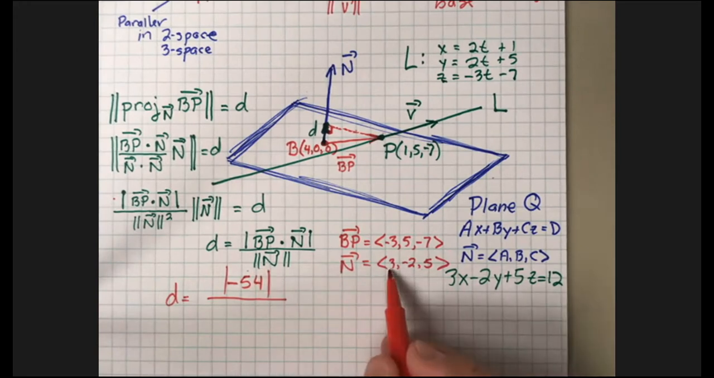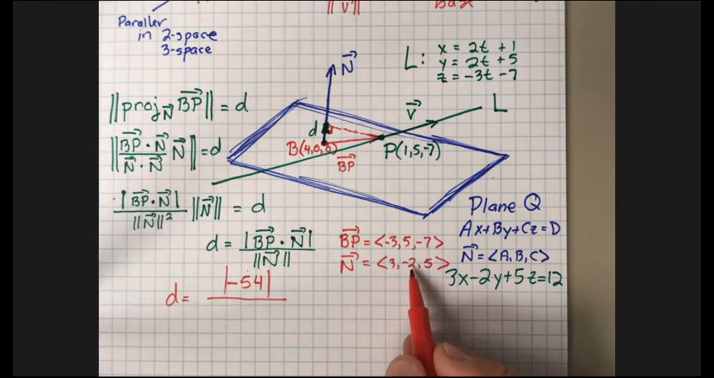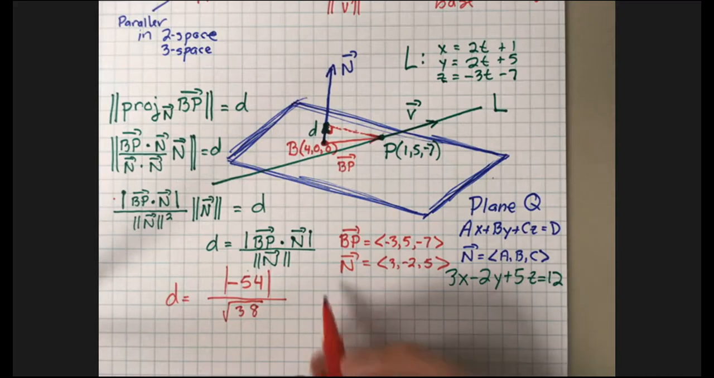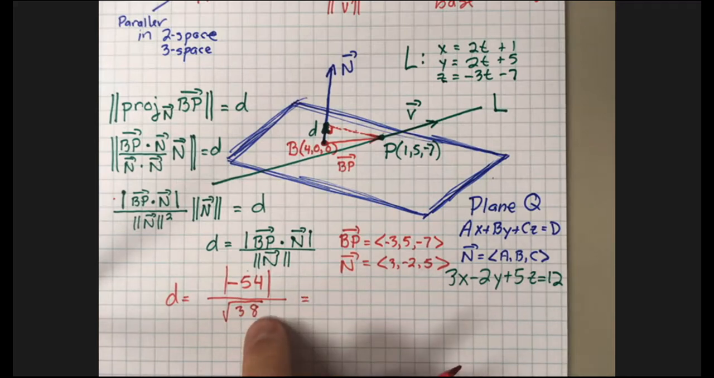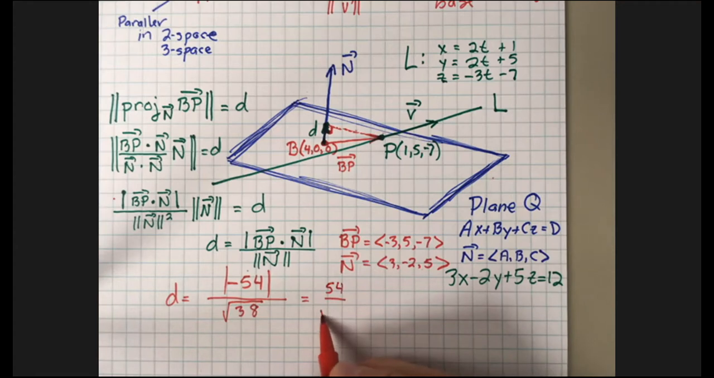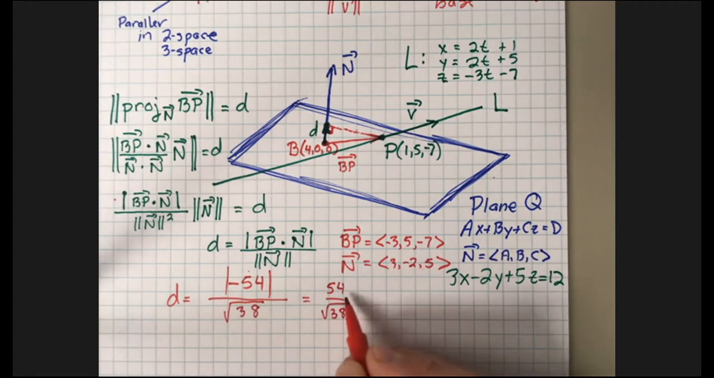9, 4, 25. 9 plus 4 is 13. 25 and 13 is 38. I didn't think it was going to be pretty. Square root of that sum of squares. 38 does not have any perfect squares inside it. 2 times 19. So I can just say the answer is 54 over root 38. That is completely simplified.